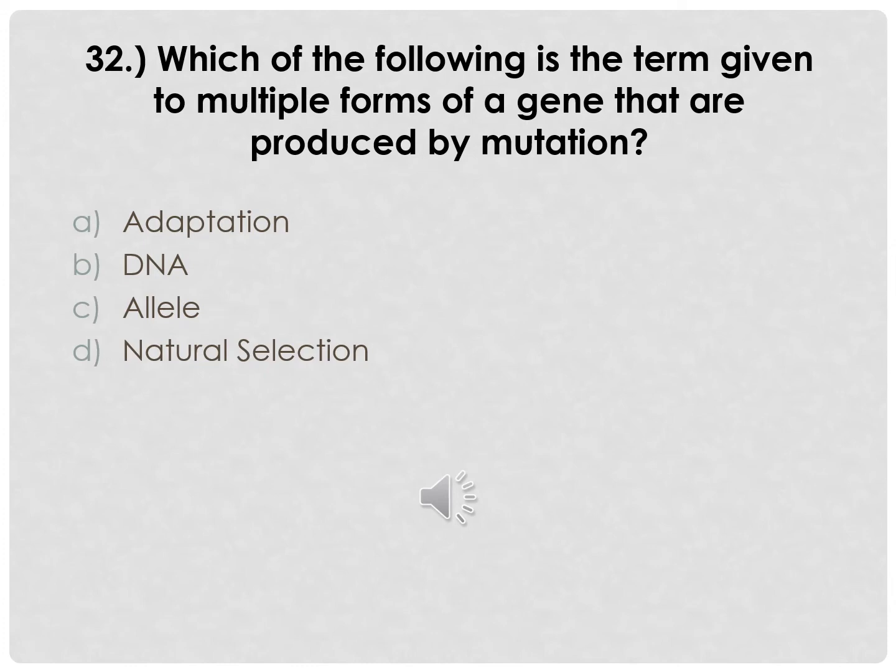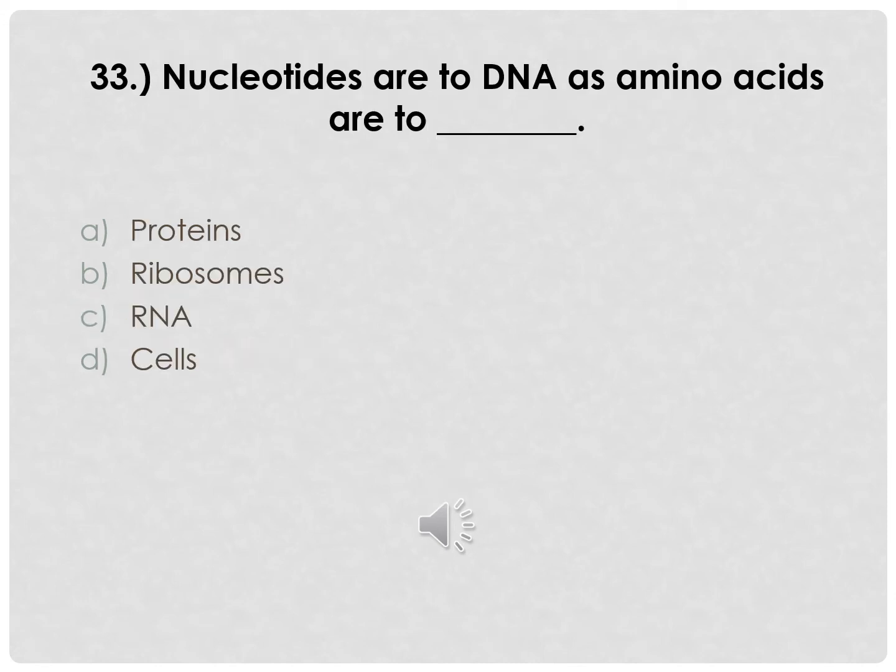Which of the following is the term given to multiple forms of a gene that are produced by mutation? We can rule out A and D, adaptation and natural selection, as these are types of evolution. We can also rule out B, DNA, because this is what genes are stored in. The correct answer is C, allele. An allele is a form of a gene. Nucleotides are to DNA as amino acids are to proteins. This is because nucleotides are the building blocks of DNA and amino acids are the building blocks of proteins.